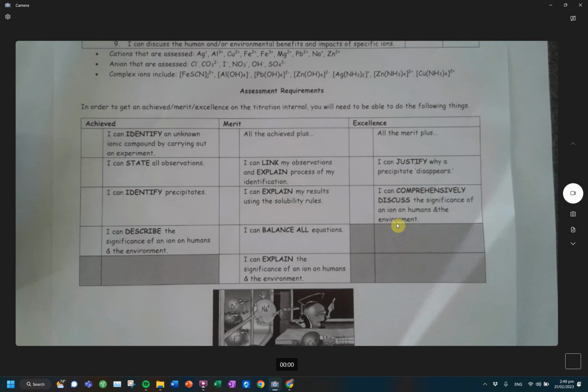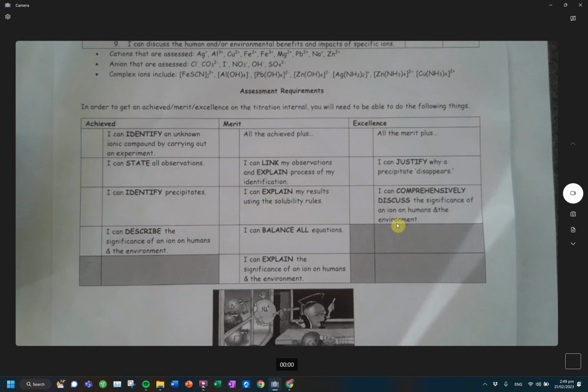The other thing you need to do for the Merit is balancing equations. Again, I will talk about that later. We will refresh how to balance equations, but using those ionic formulas is a good step. And the next thing, again, is linking back to the significance. The difference between the Achieved and the Merit is the depth you go into. So a Merit student would actually explain it a bit more.